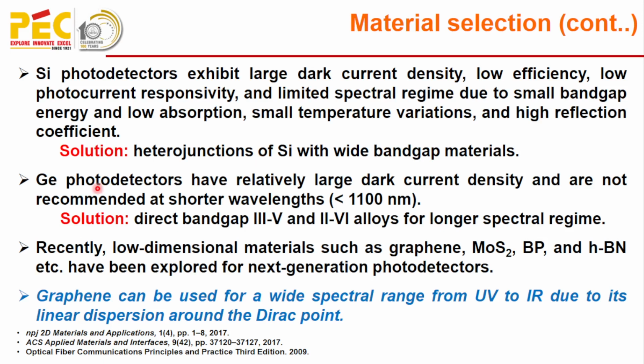But on the other hand, germanium photodetector will have the large dark current density as compared to silicon photodetector due to the low band gap as compared to silicon, and that are not recommended at the short wavelength. So we can make the direct band gap third-fifth or second-sixth group alloy for the longer spectrum region. Nowadays, low-dimensional 2D materials such as graphene, MoS2, black phosphorus, and hexagonal boron nitride have been explored for the next generation photodetectors. Graphene offers the excellent electrical and optical properties, so it can be the better candidate choice for the ultraviolet to infrared photodetection.